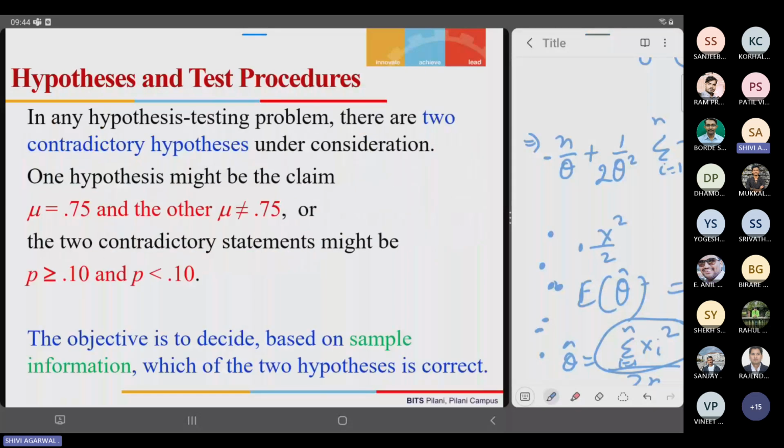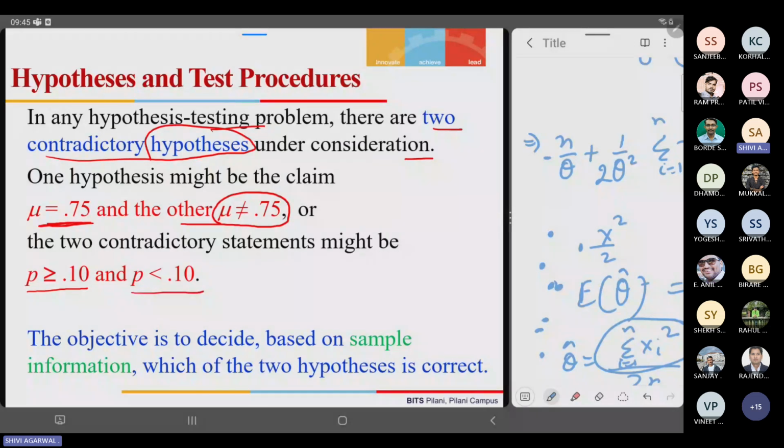Okay. So in any hypothesis testing problem, there are basically two contradictory hypotheses under consideration. One hypothesis might be mu is equal to 0.75. So we are taking a parameter, the population mean. In your syllabus, there is only the population mean, we are always talking about mu here. So mu is equal to 0.75 and the other is considered as mu is not equal to 0.75. So these are the two contradictory hypotheses. Similarly, we can take p greater than or equal to 0.10 and p less than 0.10.